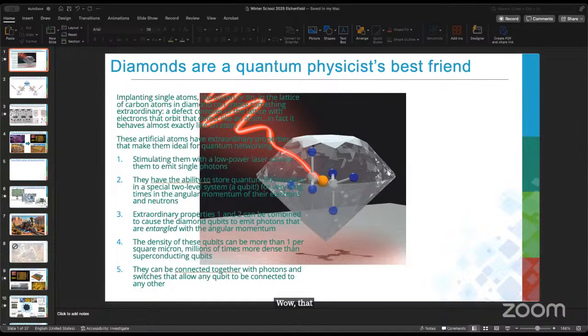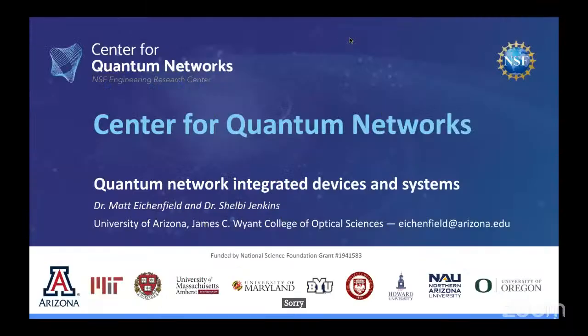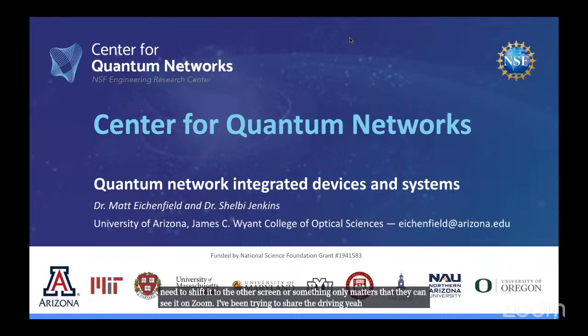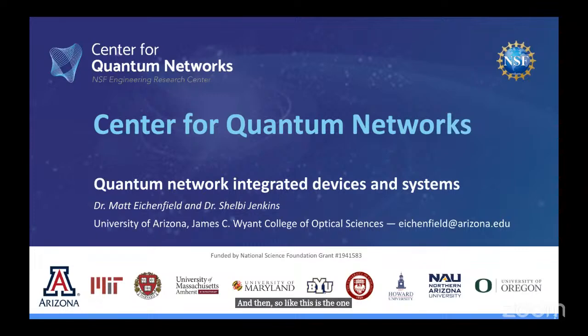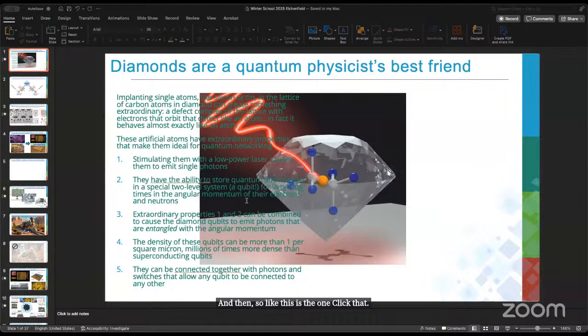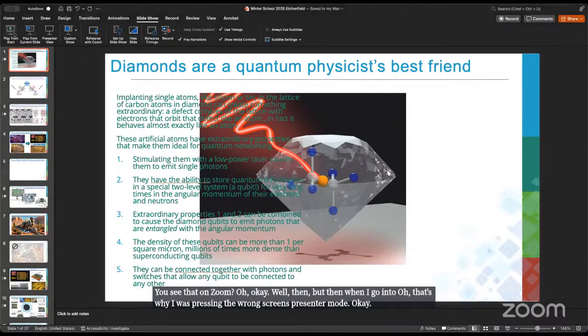Wow, that's the wrong presentation. So, oh boy. There we go. That is the right presentation that is up currently. Except now that it's switched to the wrong one. This is really annoying. Sorry, folks. Give me a minute here. I'm gonna close. Well, or maybe I need to shift it to the other screen or something. Only matters if they can see it on Zoom. Are you trying to show the documents? Yeah. And then, so like this is the one. Click that. Yeah, I mean, I said to share this. That's what my screen sees. You see that on Zoom? Oh, okay. Well then, but then when I go into, oh, that's why I was pressing the wrong screen's presenter mode. Okay. Now you guys see that?